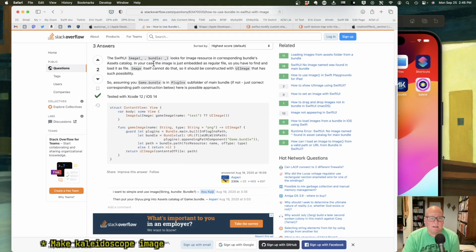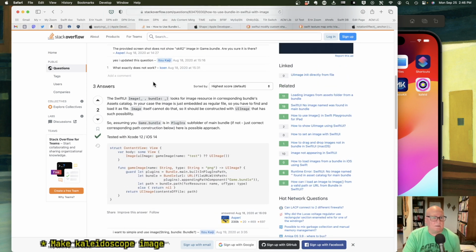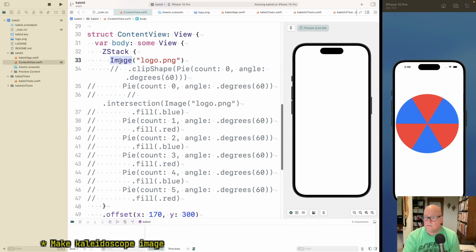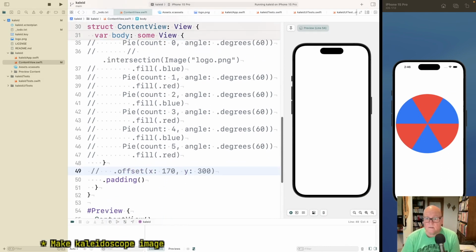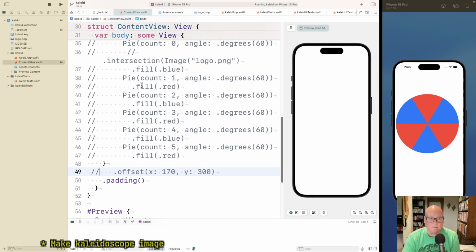Looks for image resource in the asset catalog. Oh. Image bundle. Looks like more than what I want to do. SwiftUI image bundle looks for the image resource in the catalog. Okay, so why are you not finding an image resource? Let's make it a VStack just to make sure it's nothing. Oh, offset. No.